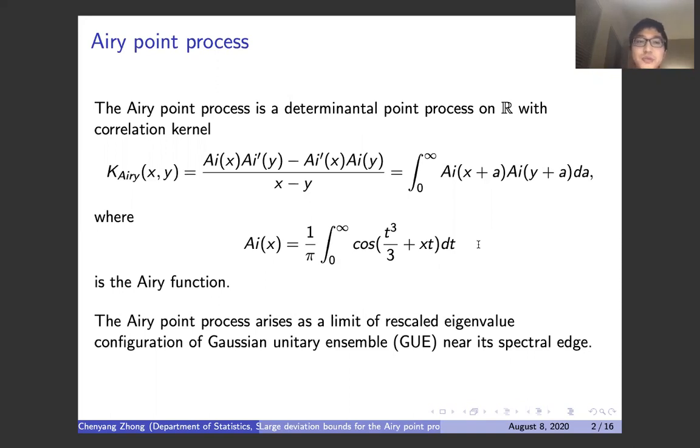Originally, the Airy point process arises as a limit of rescaled eigenvalue configuration of a Gaussian unitary ensemble, also known as GUE, near the spectral edge. So we recall that the equilibrium measure of GUE is a semicircle supported on -2 to 2, and we are focusing on eigenvalues that are close to 2.